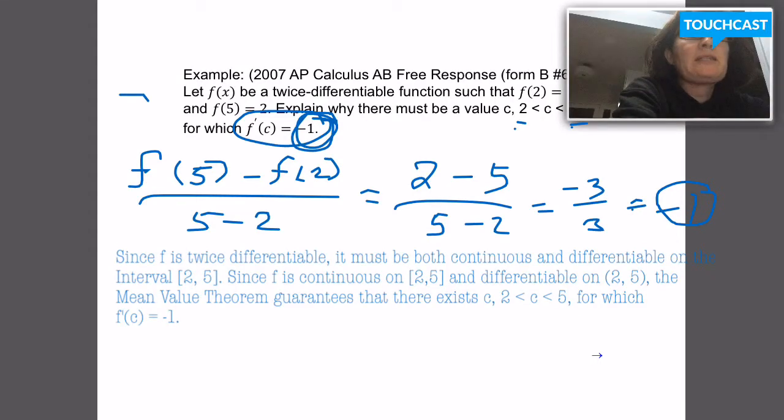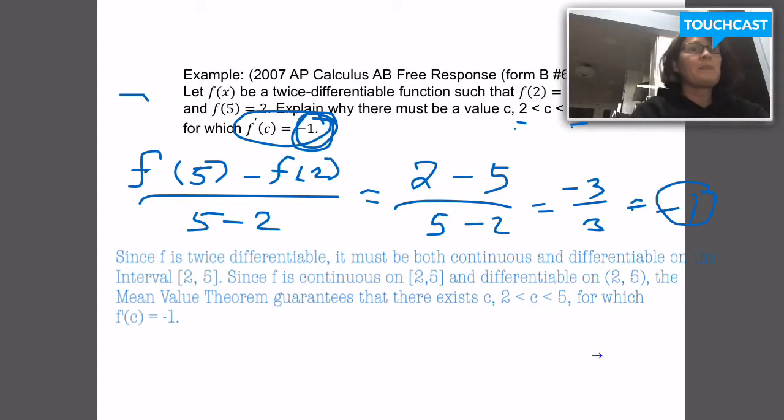So here's my write-up. Since f is twice differentiable, we were told, it must be both continuous and differentiable in the closed interval 2 to 5. So since f is continuous on the closed interval 2 to 5 and differentiable on the open interval 2 to 5, the mean value theorem guarantees that there exists c, c is between 2 and 5, so 2 is less than c, which is less than 5, for which f prime of c equals -1. Where does that -1 value come from? It came from me using 2 as a and 5 as b in the average rate of change expression.